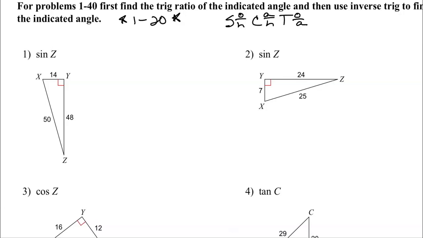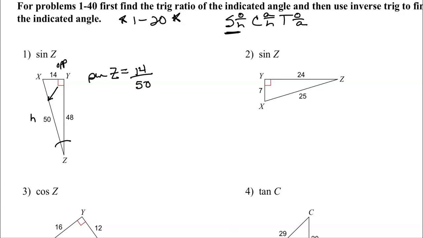Let's look at the first one. They want angle z. I need to find sine. That means I need to find opposite over hypotenuse. Find the hypotenuse. It's across from the right angle. This is your hypotenuse. From angle z's perspective, I need the opposite. Across the triangle is the opposite. So I'm going to say the sine of z equals opposite, which is 14, over hypotenuse, which is 50.